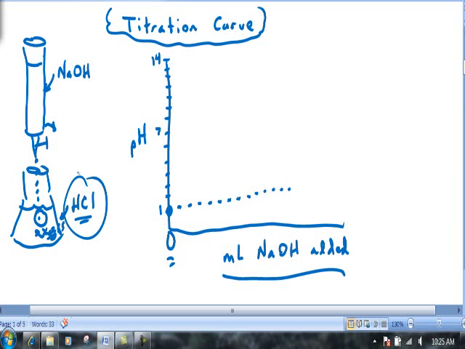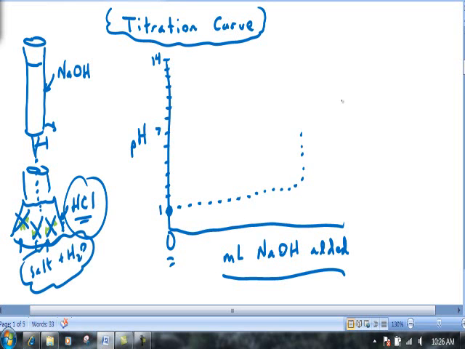We then reach a point where we're within drops of neutralizing the acid. There's only a small amount of excess H+ ions. We add another drop, and an H+ ion gets eliminated. The curve starts to go up with a single drop. We add another drop, the next H+ ion is gone, and we add another drop, and now all the acid is gone, and we have in the solution at this point only salt and water.